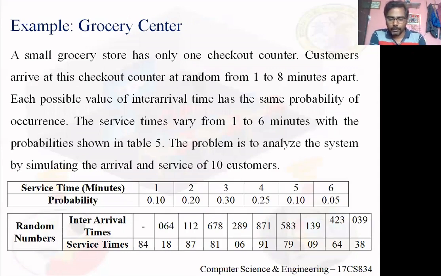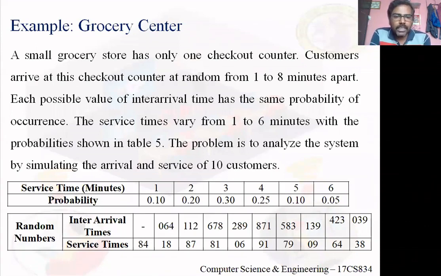Suppose there are 100 inter-arrival times. Assume simulated for 101 customers, so there are 100 inter-arrival times. In these 100 inter-arrival times, 12.5% will be 1 minute, 12.5% will be 2 minutes, 12.5% will be 3 minutes. Similarly, 12.5% will be 8 minutes. All these 8 possible inter-arrival times will have 12.5% occurrence. That is the same probability.